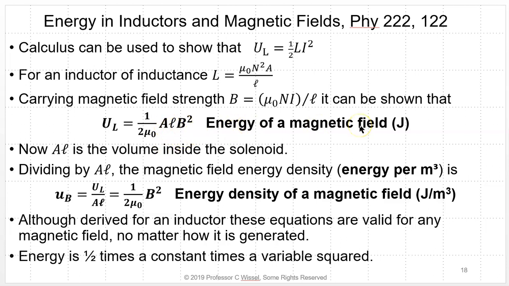Now, this is the energy of the magnetic field in joules. A times little l is the volume inside the solenoid, and we can divide by that volume to find the magnetic field energy density, which is the energy per cubic meter. Little UB equals UL over A times little l, which equals 1 over 2 mu naught times B squared. And of course, this is the energy density of the magnetic field in joules per cubic meter. Although derived for an inductor, these equations are valid for any magnetic field, no matter how it is generated. This is a typical energy term, 1/2 times a constant times a variable squared.